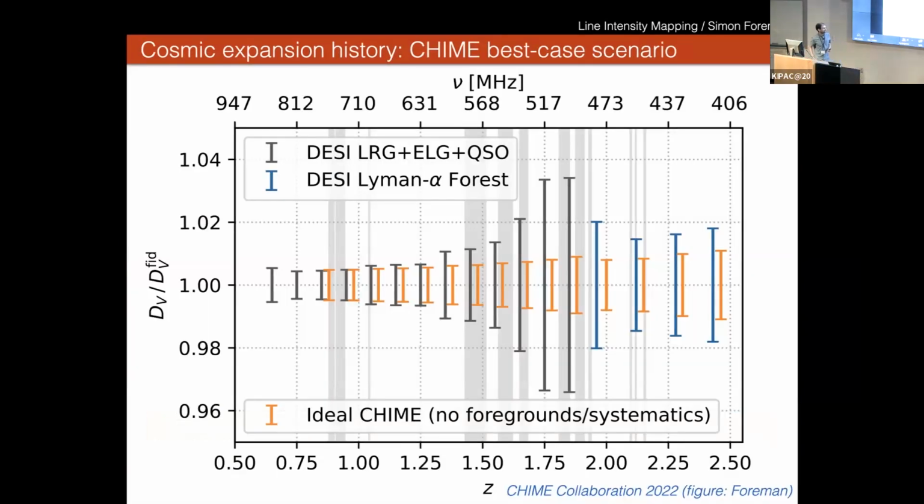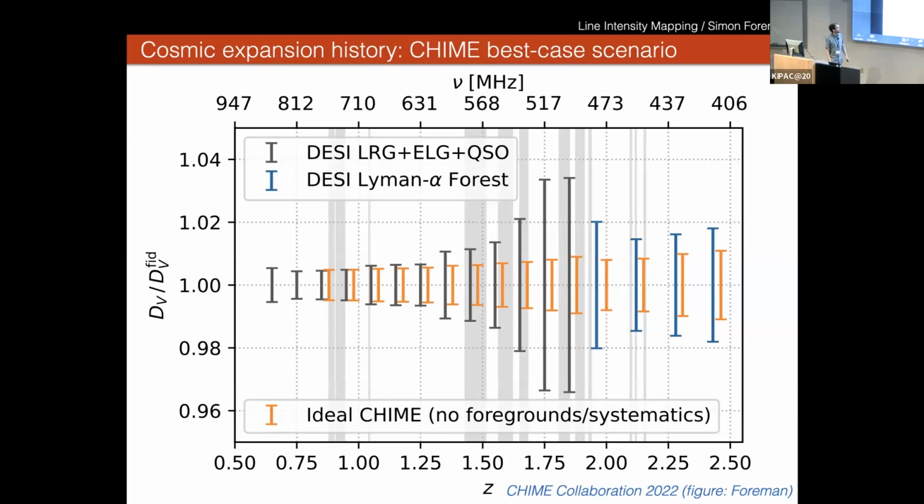Here is a forecast that demonstrates what kind of cosmological science you could get out of CHIME. This is a somewhat idealized forecast for measurements of cosmic expansion history in terms of dV, this volume average distance measure, normalized to a fiducial prediction for it. So the only thing that's important here is the sizes of the error bars. A forecast for CHIME after 1 year of clean integration time is shown in orange, and the other colors show similar forecasts for DESI.